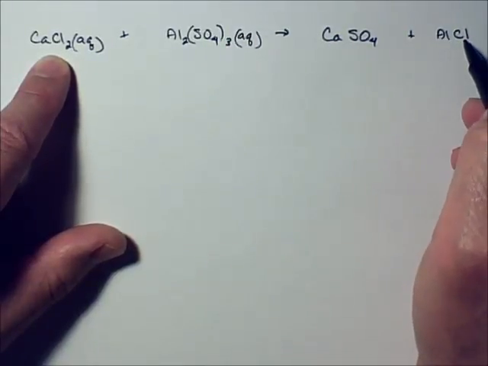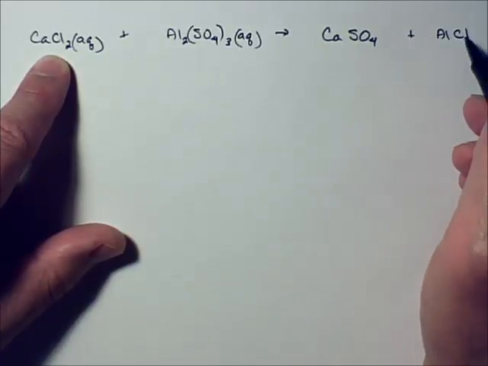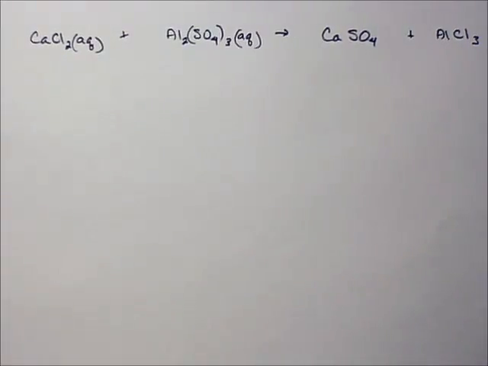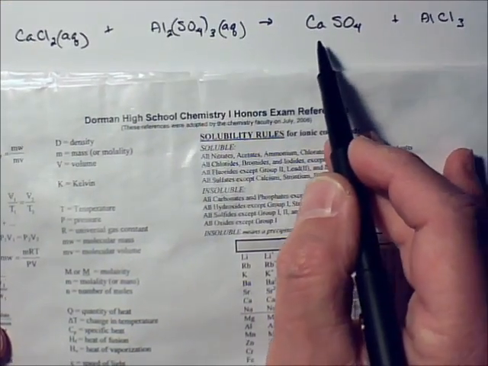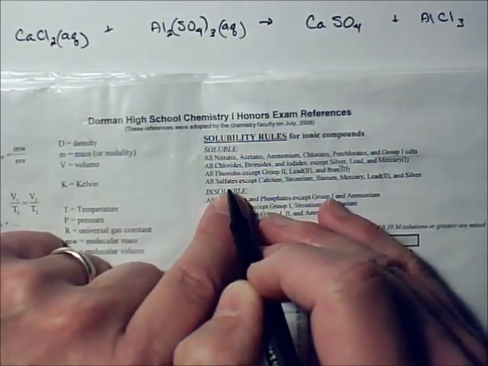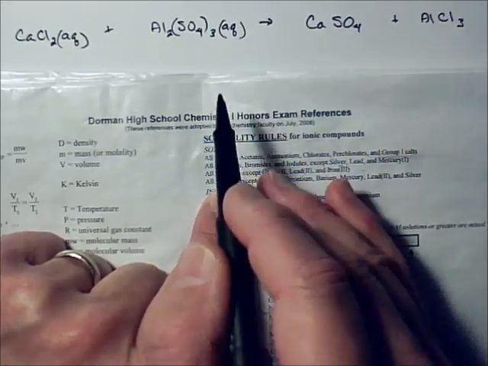A 3+ charge particle and three 1- charge particles will cancel each other out, and so we'll have no charge overall. Now we need to figure out which of these is going to be solid. For that, you're going to need your solubility rules. If I look at this formula here, I can find sulfates are listed right here. It says all sulfates are soluble.